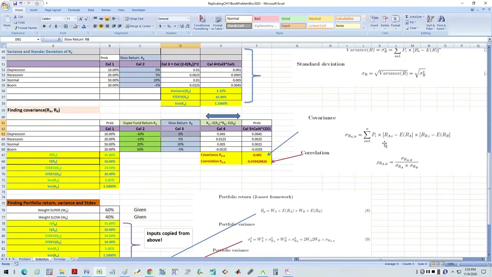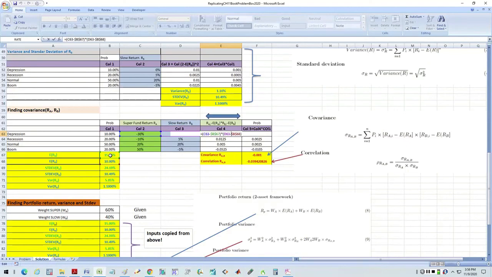So I've copied the probability column, I've copied the Superfund return of A column, and I've copied this column from the problem. Over here I have the formula (R of AI minus E of RA) times (R of B minus E of RB). So this is this part of the formula. If you look at the formula, I've done C63, which is R of A during the depressionary state, minus E of RA, which is B67. So that's E of RA.